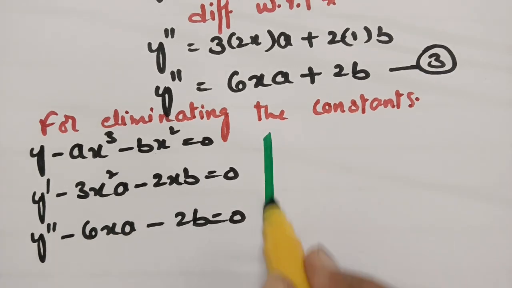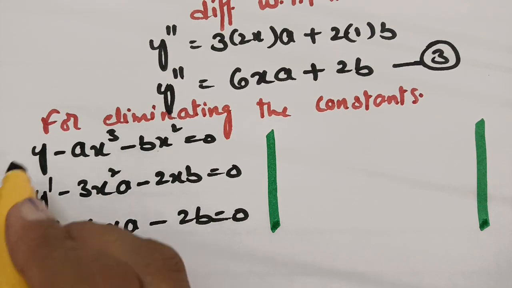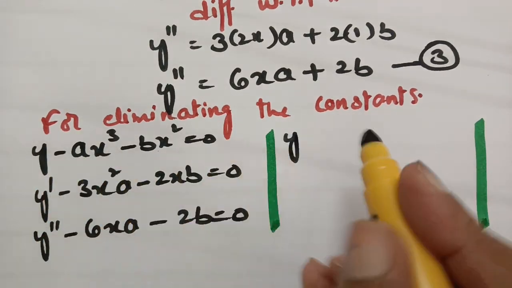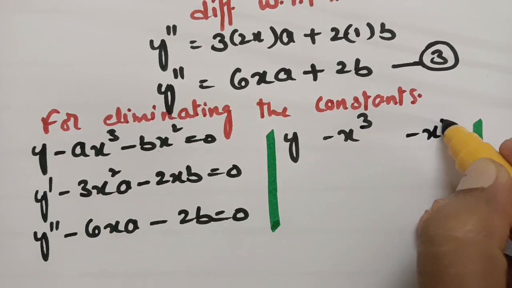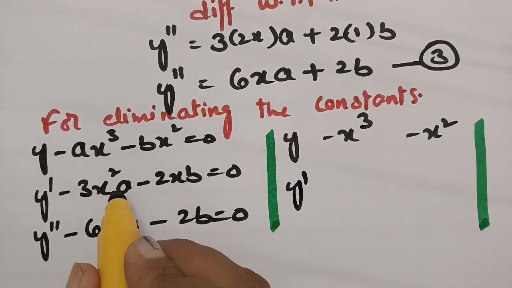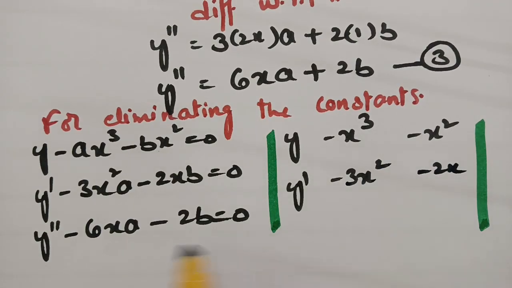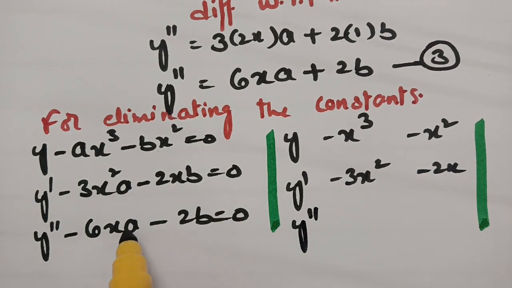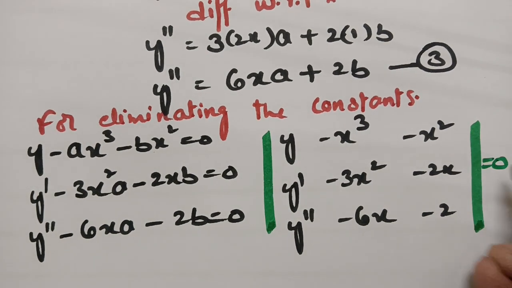See here, this is the determinant. The first row is y, the coefficient of a is minus x cube, and the coefficient of b is minus x square. The next row is y dash, the coefficient of a is minus 3x square, and the coefficient of b is minus 2x. The last row is y double dash, the coefficient of a is minus 6x, and the coefficient of b is minus 2, and this is equal to 0. So if you find the determinant, then we are going to eliminate the constants here.